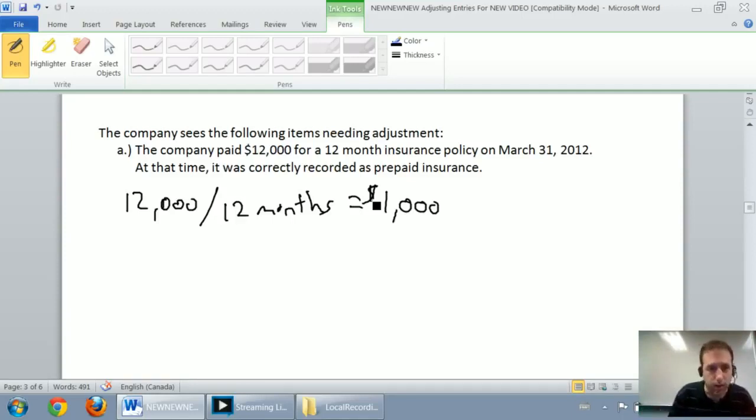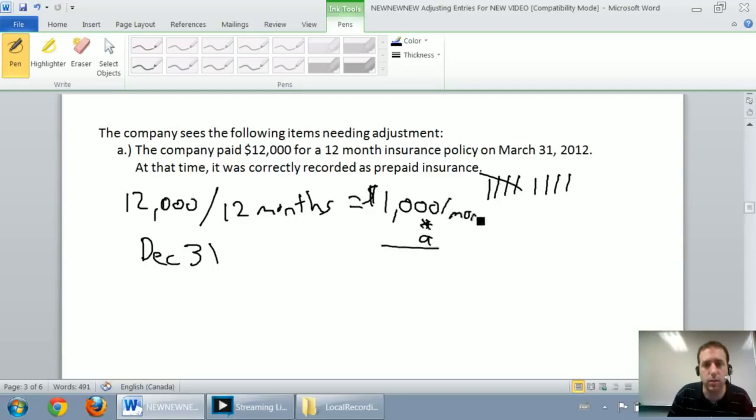Now it's our fiscal year end. Today is December 31st, and we've got to say, okay, between March and December, I don't have $12,000 worth of insurance anymore. I've got to figure out how much insurance I used up. And between March and December, we've got April, May, June, July, August, September, October, November, December. We've got 9 months. So if it's $1,000 a month, I've used up $1,000 times 9 months. Again, that was $1,000 per month. I've used up $9,000 of insurance. $9,000 of my insurance has expired.